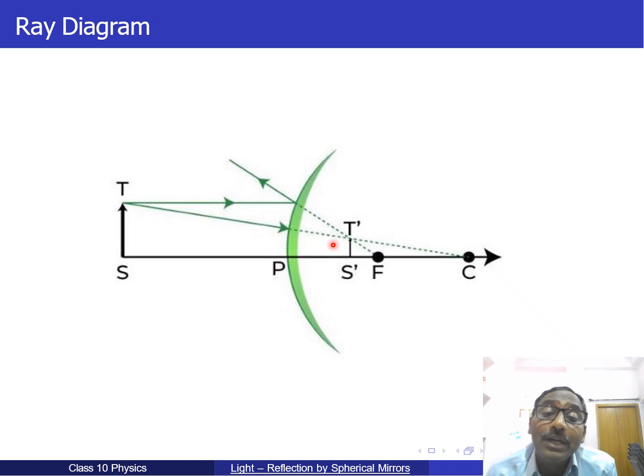The image is diminished, right? Compared to the object size, this is diminished. However, at the focus it is highly diminished. But if you are moving this object closer to the mirror, closer to the convex mirror, the image is moving towards the pole and slightly increasing, that you can observe.